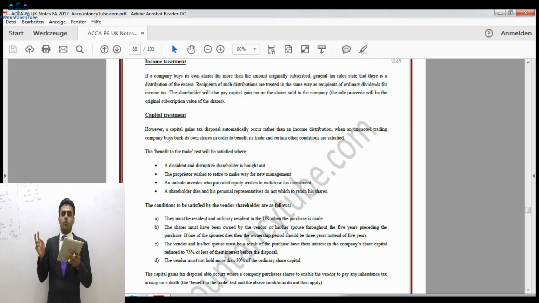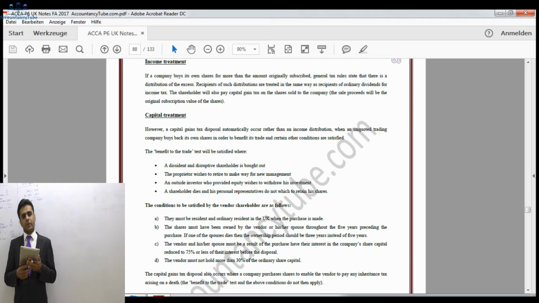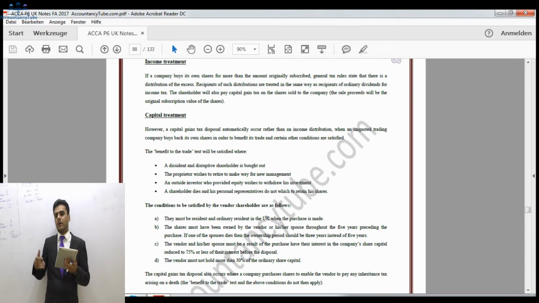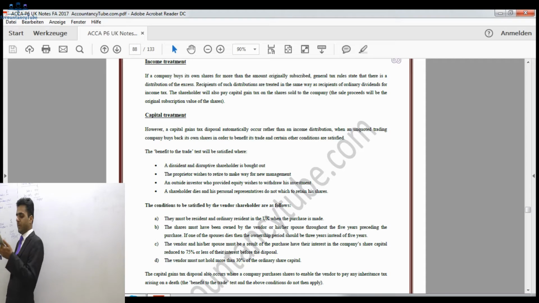All right, so there are two difficult things in this one. The reduction must be to 75% of what it was before, and the other one is that the shareholding must not be 30% in the company. This 30% test applies after the company has bought the shares from us. It must not be more than 30%.